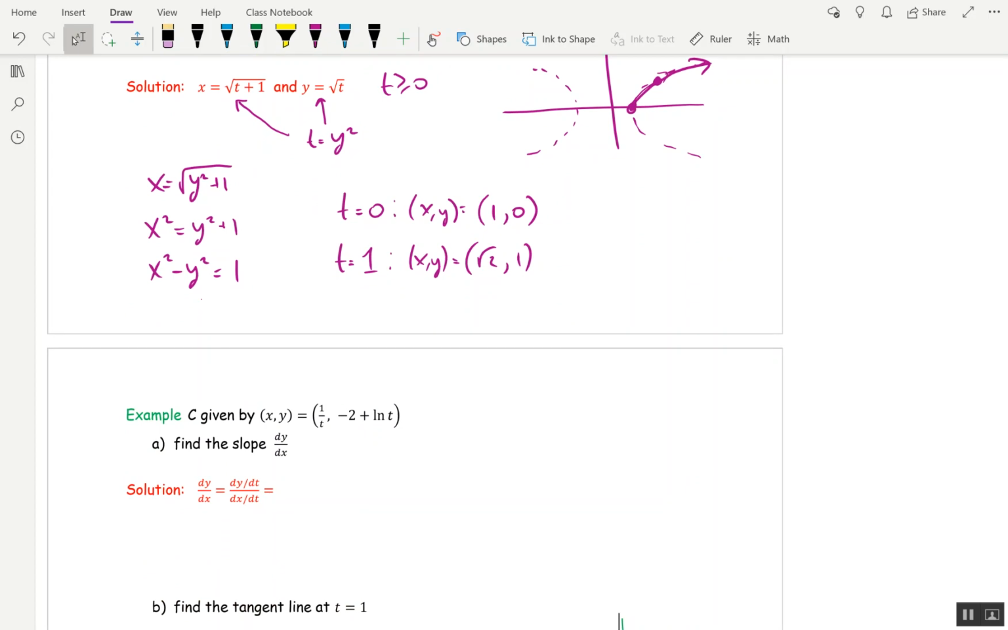Find the slope dy dx. So again, I like to start off by stating the formula I'm using: dy dt over dx dt. dy dt is 1 over t. dx dt is negative 1 over t squared. And I got that by thinking about 1 over t as t to the negative 1 and using the power rule. Okay, and if we clean that up, that's negative t.